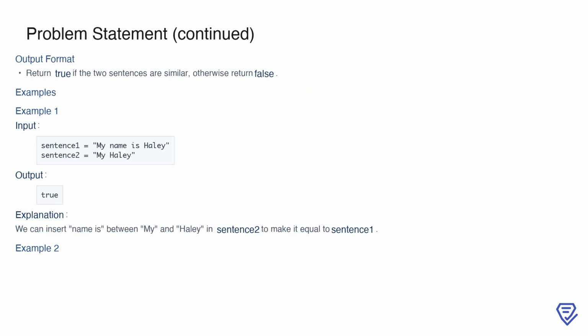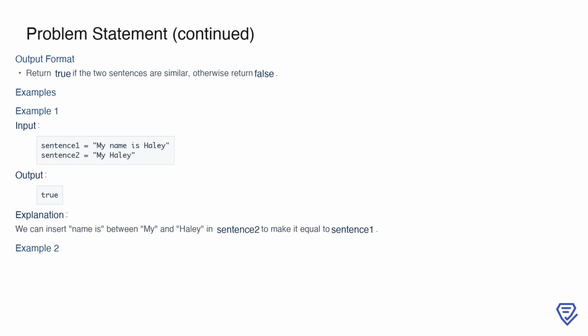Now, let's discuss the expected input and output for this problem. The input consists of two strings, sentence 1 and sentence 2, each representing a sentence. The length of these sentences ranges from 1 to 10,000 characters. The task is to determine if the two sentences are similar, as defined earlier. If they are, we return true; if they are not, we return false. Let's look at some examples to clarify this further.